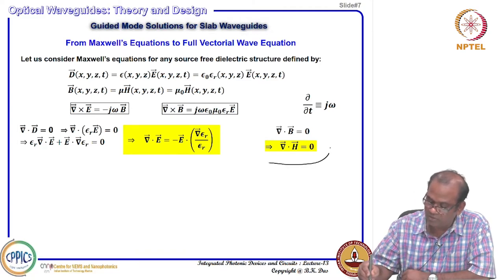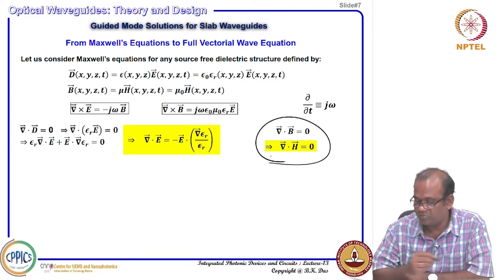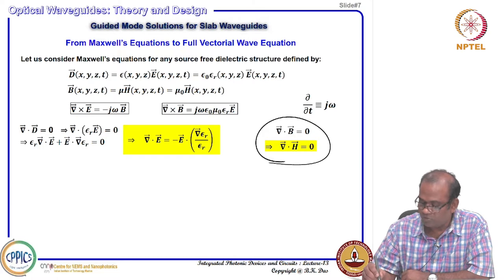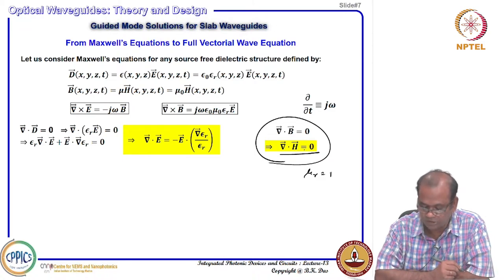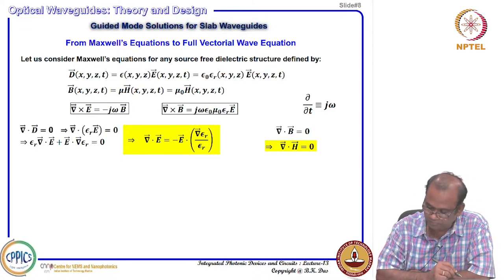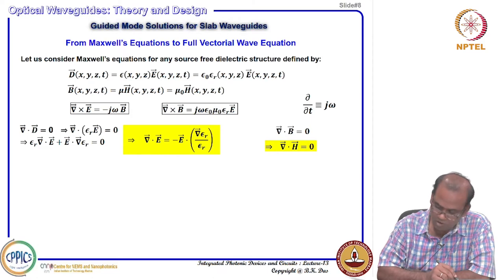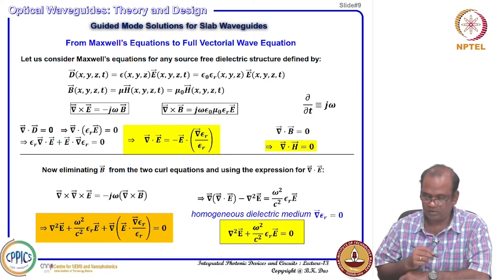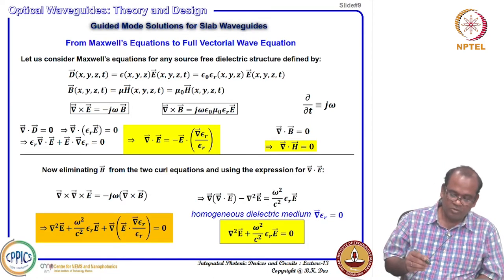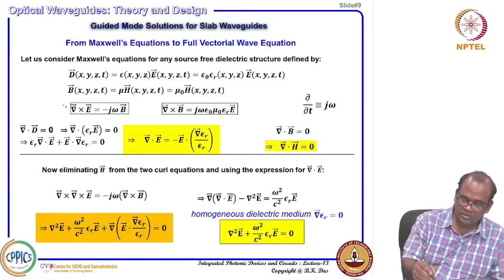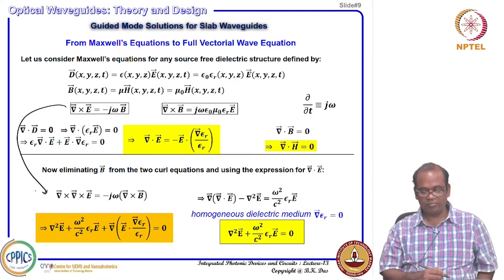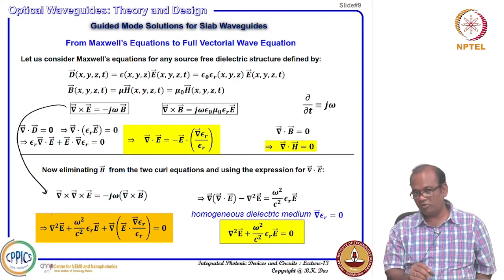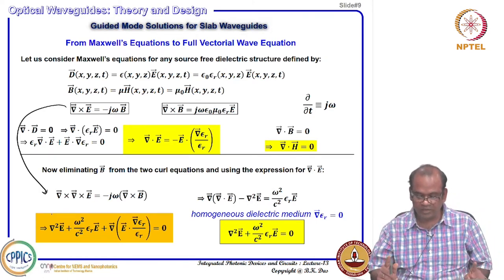Now, another thing you can think of: divergence B equal to 0 always. Since it is a non-magnetic material, mu r equals 1, and mu r can be taken out. So divergence H equal to 0. Now we go back and check what we get from this expression. I take one more curl on both sides, and that is how we try to decouple.